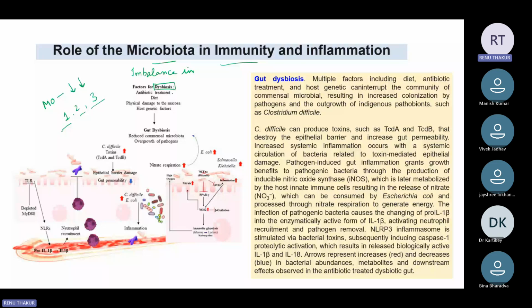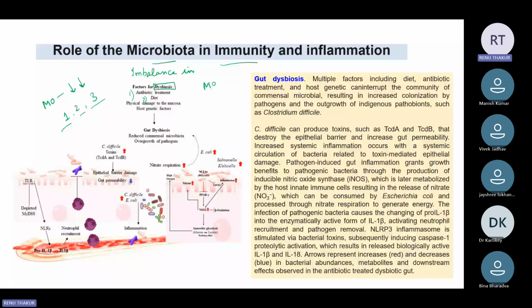The factors responsible for dysbiosis: antibiotic treatment. If you are on a drug for so long, then you may have an impaired gut microbiota. The normal microorganisms will be replaced by some pathogens. And the second one is diet. What kind of diet you are taking, whether it is healthy or a fat filled diet.